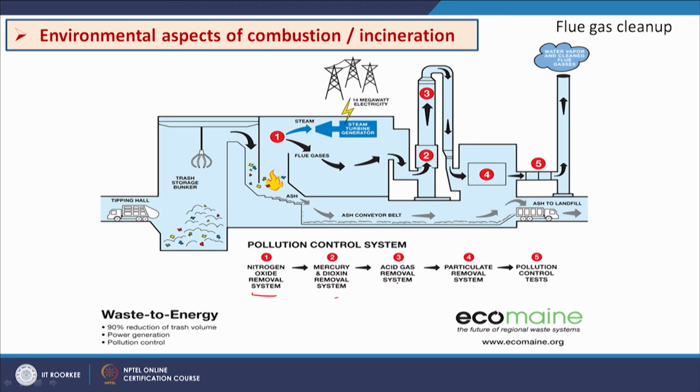And then the acid gas removal system, acid gas removal: H2S, SO2, SOx etc. So, that removal will be done. We have also made sufficient discussions on how to remove acid gases from gas streams. Then the particulate removal system, that also we have discussed, bag filters, electrostatic precipitators all can be implemented, and then pollution control tests. We have to measure the pollution control parameters, that means what is the PM content, what is the NOx, SOx, CO etc.